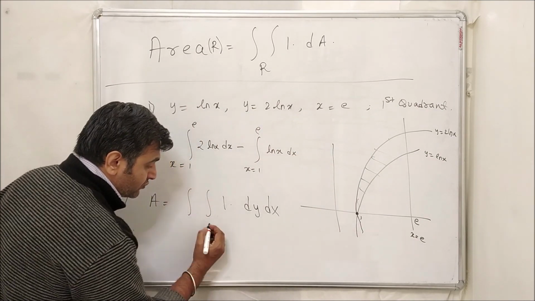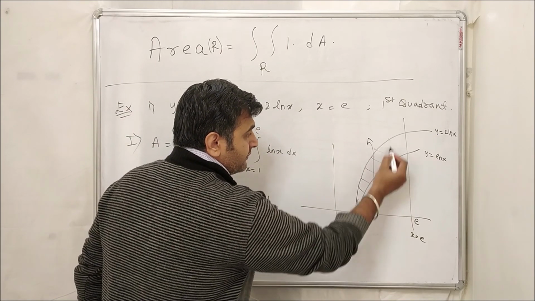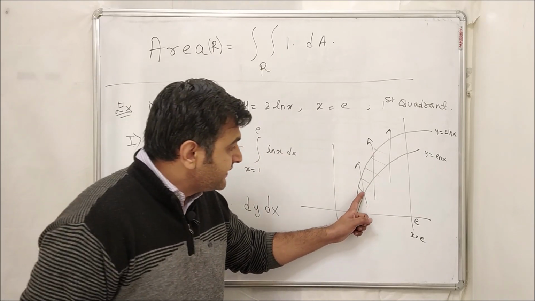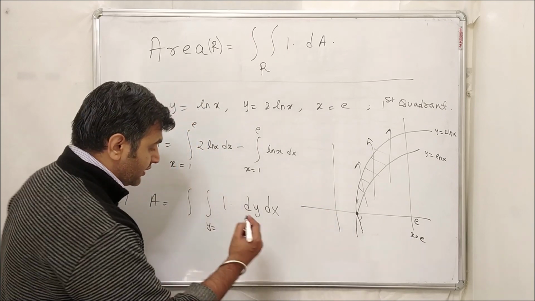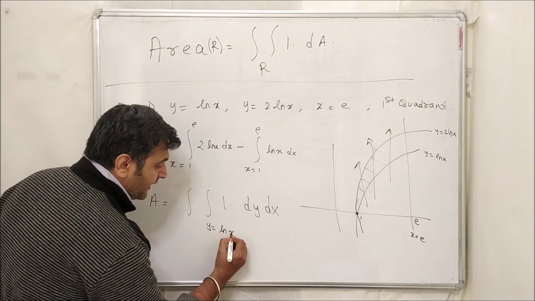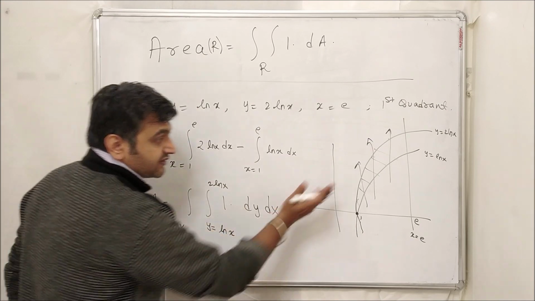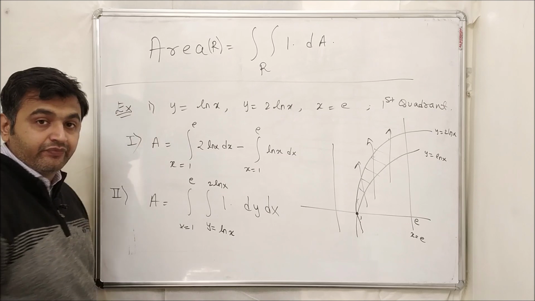Now here, if I am choosing dy first, to find the limits of y, what you do? You draw the line parallel to the y-axis, and you see from which point your line is entering the domain and from which point your line is leaving the domain. So here y is entering from ln x and it is leaving from 2 ln x. And when you project this on the x-axis, what you get? x is going from 1 to e.